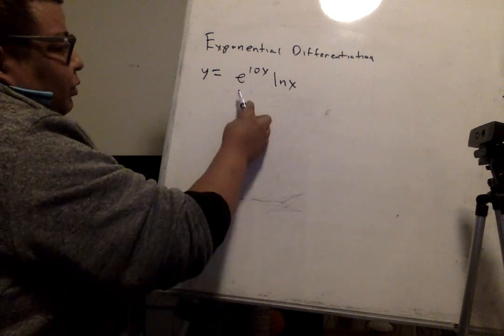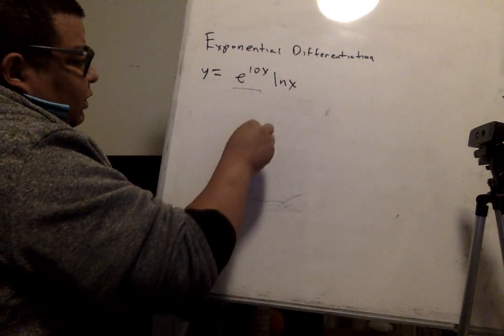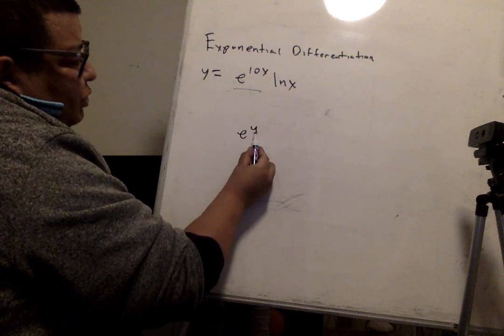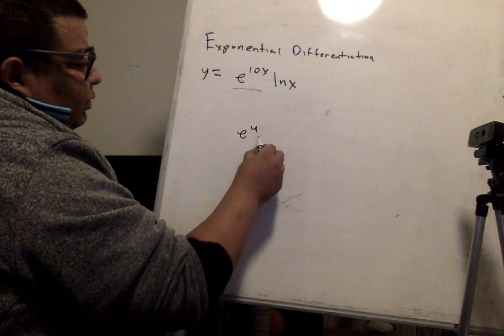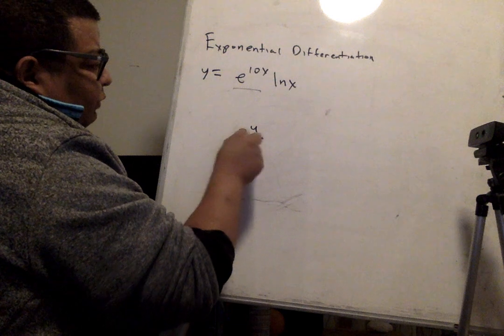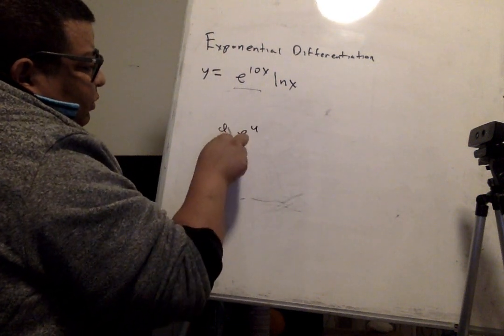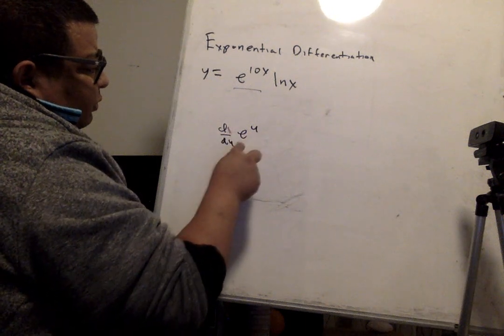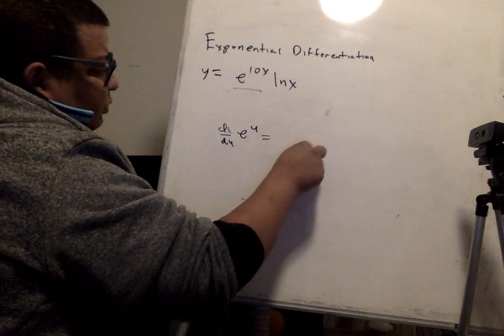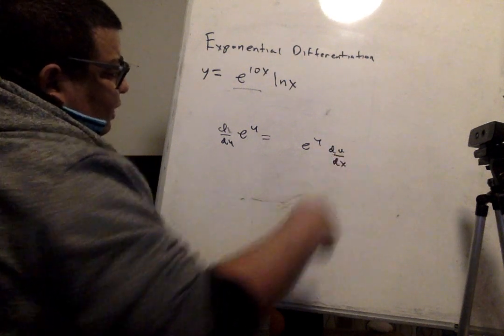So there is a rule for differentiating e. It says that for e to the u, where u could be any function or a constant, if you take the derivative of it, d/dx of e to the u is equal to e to the u times du/dx.